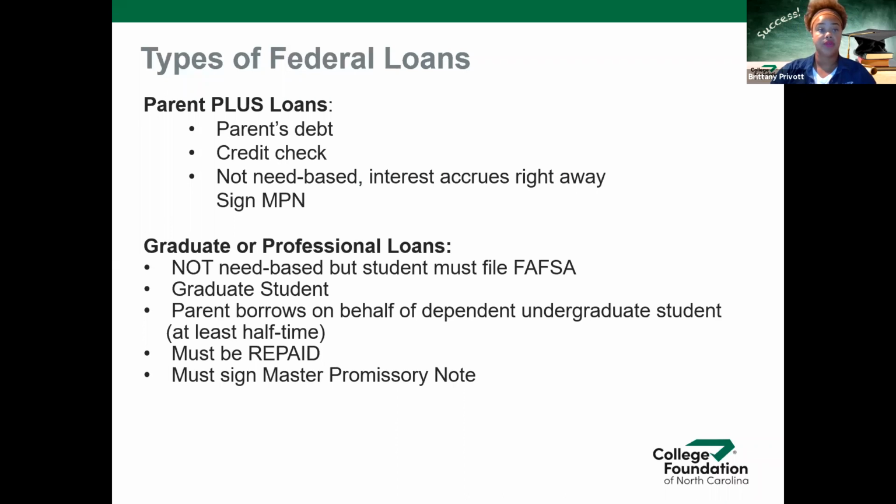Other types of federal loans will include our Parent Plus loans, which is the parent's debt. There is a credit check required, and it is not need-based. Interest accrues right away. And again, you must sign a master promissory note. I think we're getting a trend here. Graduate or professional loans are not need-based, but students must still submit a FAFSA form. For graduate students and parents borrowing on behalf of a dependent undergraduate student at least half time, they must be repaid, and again, you must sign a master promissory note.